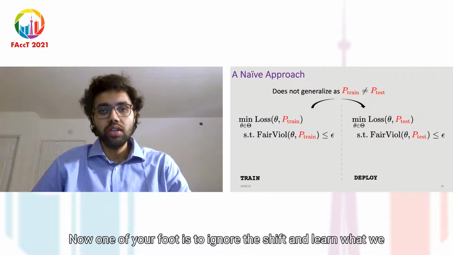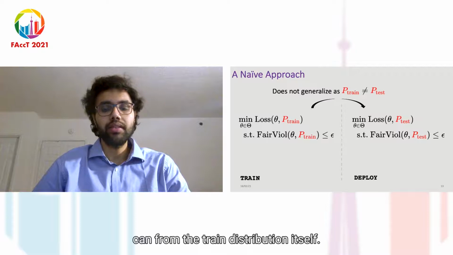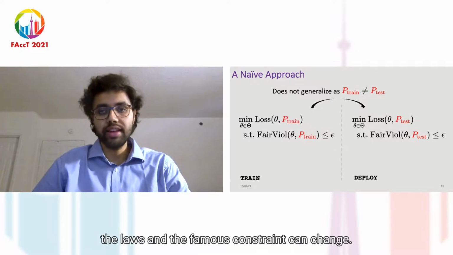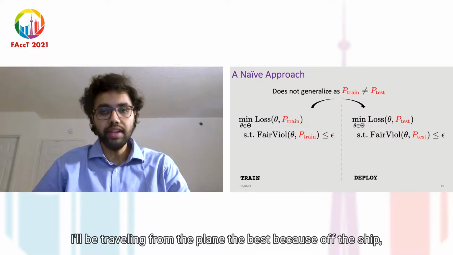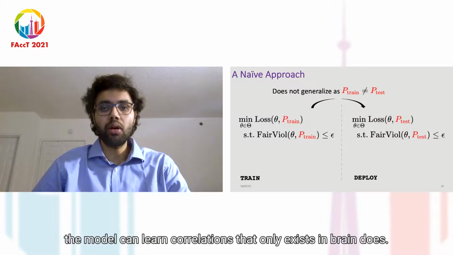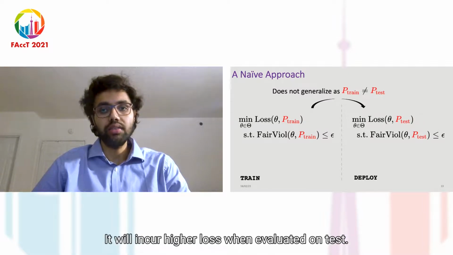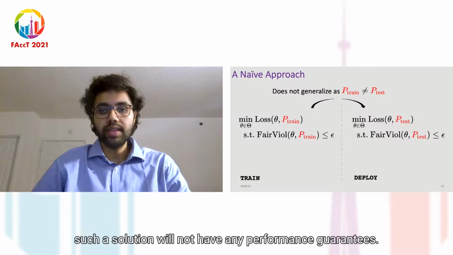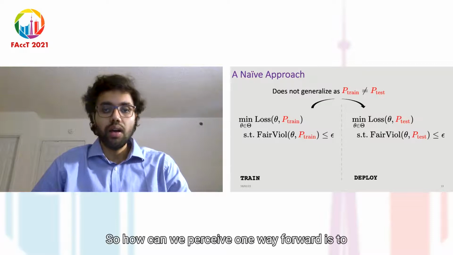Now, one approach is to ignore the shift and learn what we can from the train distribution itself. However, the loss and the fairness constraint can change arbitrarily from the train to test because of the shift. For example, the model can learn correlations that only exist in train, thus it will incur higher loss when evaluated on test. In general, such a solution will not have any performance guarantees. So, how can we proceed?